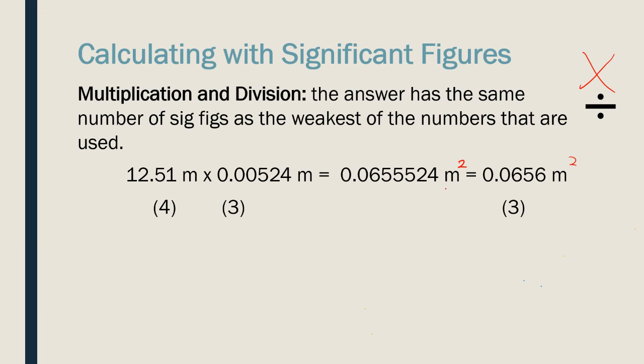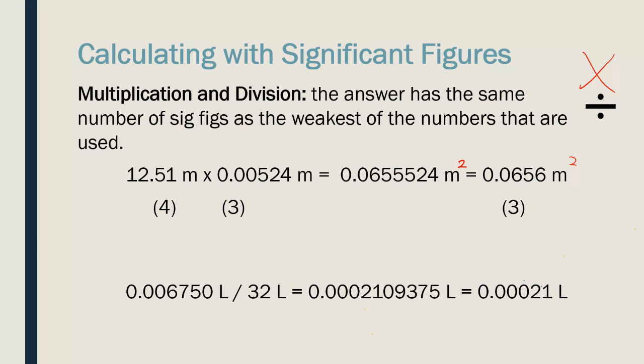All right. So the same is true with division. So here we have 0.006750 liters divided by 32 liters. This has 2 significant figures. This has 4 significant figures. So our answer can't have more than 2. When you do that in the calculator, you get this huge answer. I should probably make this liters squared. So that's liters. And then we have to round this to 2 places. Drop it there. All right, so hopefully that makes sense.